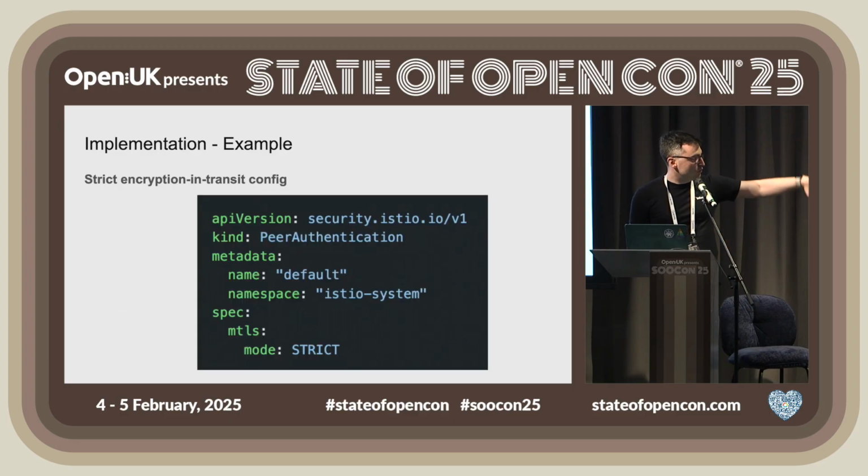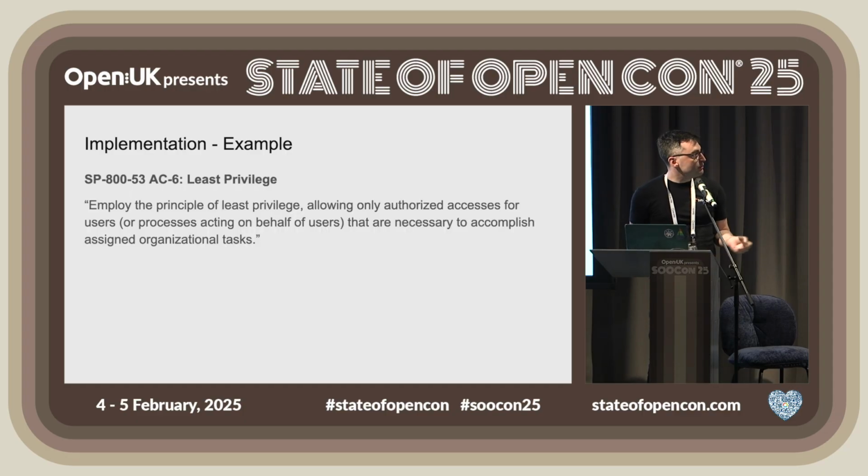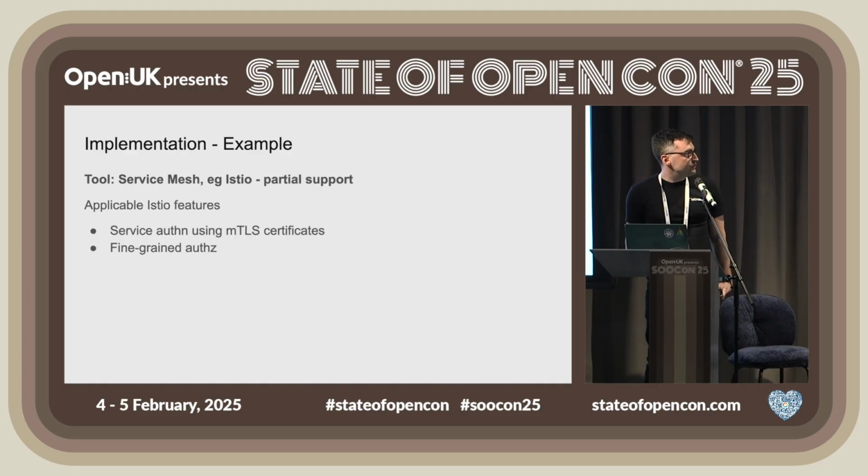And you might even write down to some YAML like this, which turns on strict mTLS and says, right, we need that encryption in transit, we need that strong auth everywhere. Something like AC6 says, well, you should have the principle of least privilege, right? Which is great, but a technical tool like a service mesh can only partially hit this.